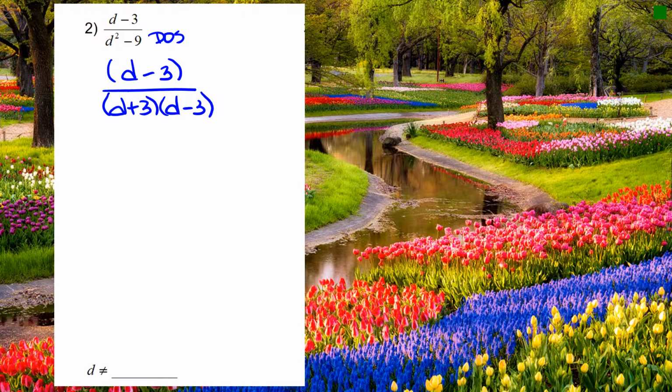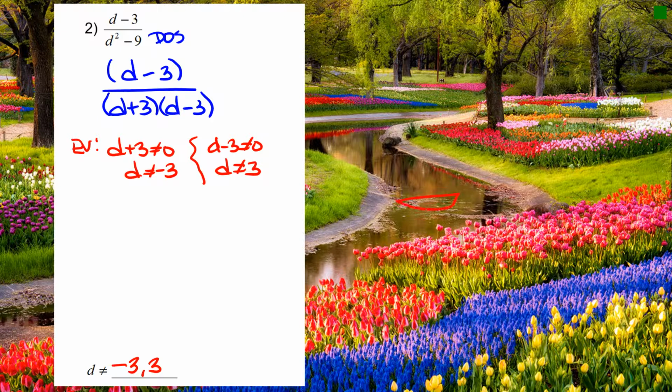I'm going to go to step 3, which is the excluded values. D plus 3 can't be 0. Subtract 3 from both sides. D can't be negative 3. D minus 3 can't be 0. Add 3 to both sides. D can't be 3. So you can write negative 3 or 3, or you can put plus or minus 3. Whatever makes you happy. Whatever floats your boat, people. Get that boat afloat. And look, that's a river. Let's draw a boat. Here's our boat.